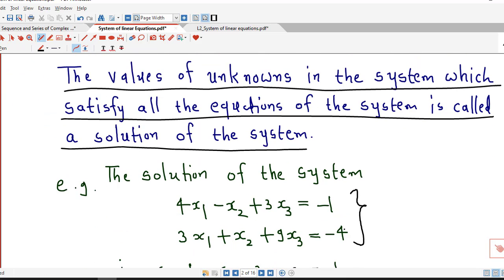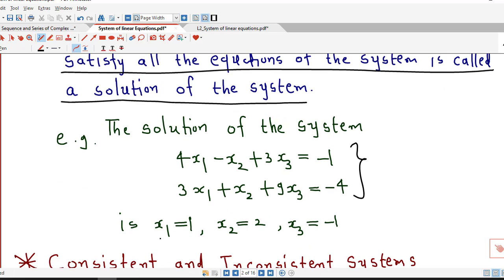Suppose we consider this system. This is a system of linear equations in 3 variables. Then if we put x1 equal to 1, x2 equal to 2 and x3 equal to minus 1 in both the equations, these values of x1, x2, x3 satisfy both equations. So x1 equal to 1, x2 equal to 2 and x3 equal to minus 1 is a solution of this system. So a solution of a system means we have to find the values of all the variables in the system which satisfy each equation of the system.